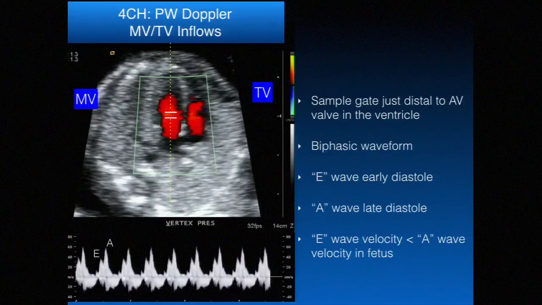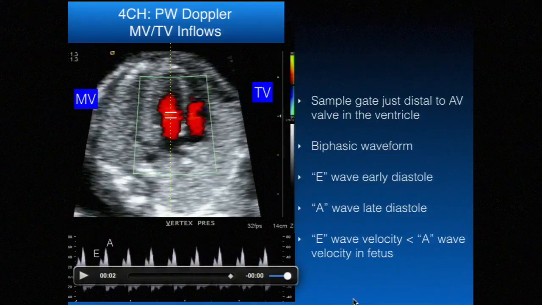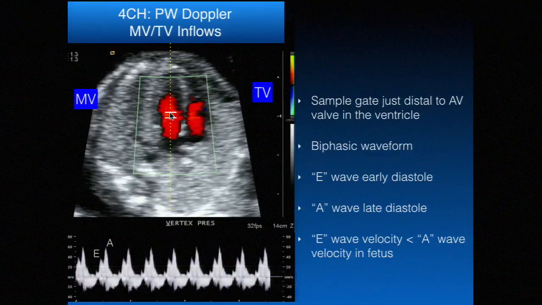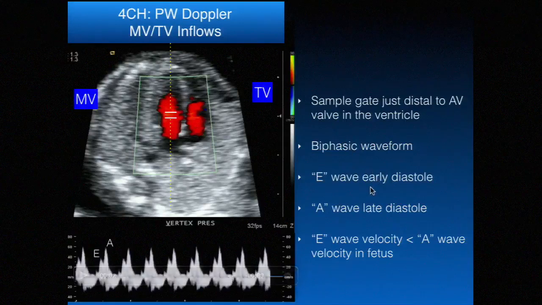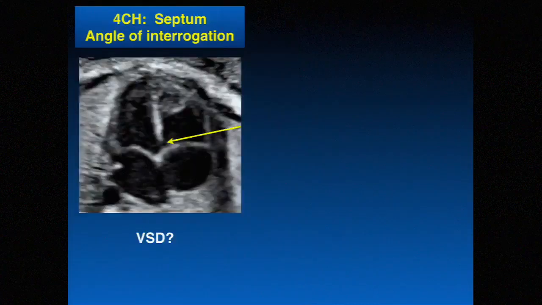Sample gates, I wasn't able to show this yesterday during the live scanning, so I have it demonstrated here. This is showing where we place the sample gate just past the leaflets of the valve as you're watching it into the ventricle. Your waveform should be biphasic, with the E wave showing your early diastole and the A wave being the taller portion of the waveform showing the late diastole. So in a fetus, the E wave is going to be shorter than the A wave, and then this pattern reverses after birth. Same for the tricuspid valve.